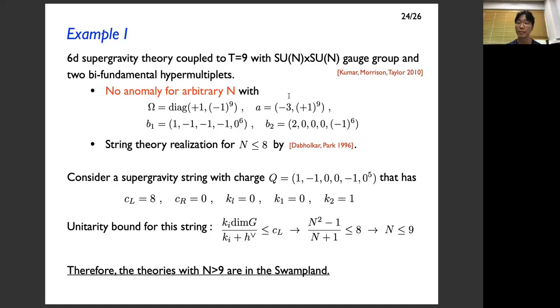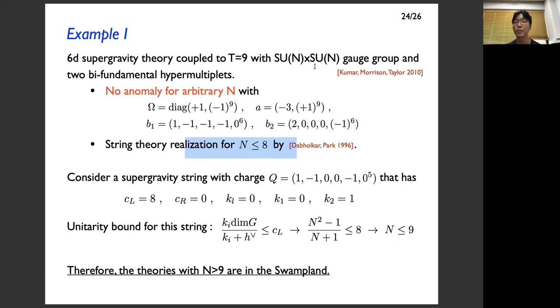The only consistent theories are the theories with the gauge group rank less than or equal to 8. Interestingly, this bound involved this string theory realization, but there is one more theory with SU9 times SU9 gauge symmetry, which is not realized yet in string theory. So it's an interesting question if we can find a string theory realization for the theory with SU9 times SU9.